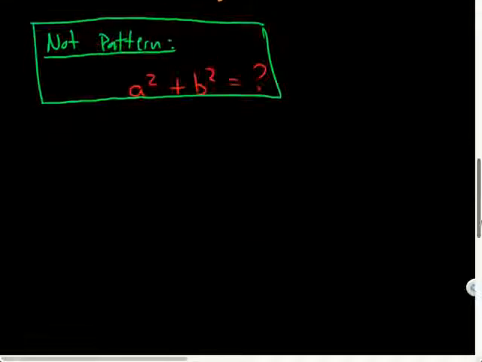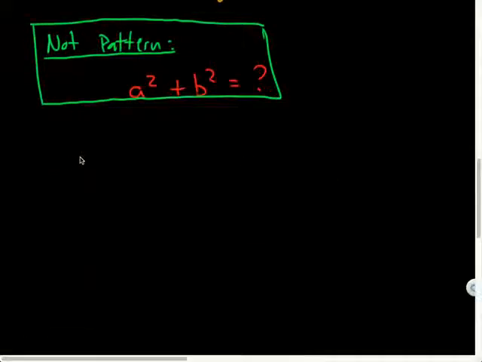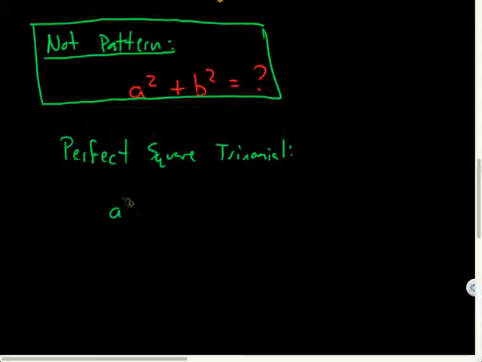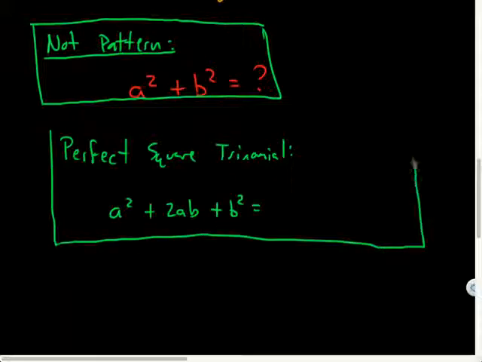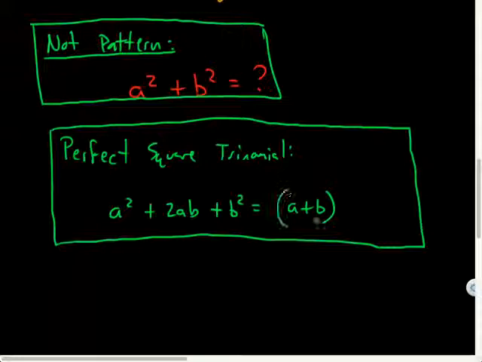Now, how about a couple other patterns I can give you? What about this one here? Actually, I'll write this down. This is called the perfect square trinomial pattern. Perfect square trinomial. What's that look like? We've seen it before. A squared plus 2ab plus b squared. What's that equal to? A plus b all squared.